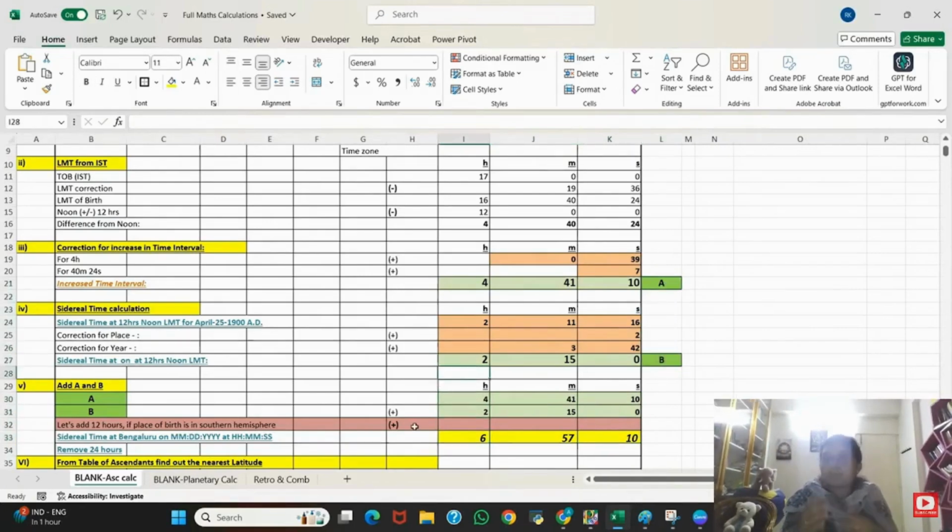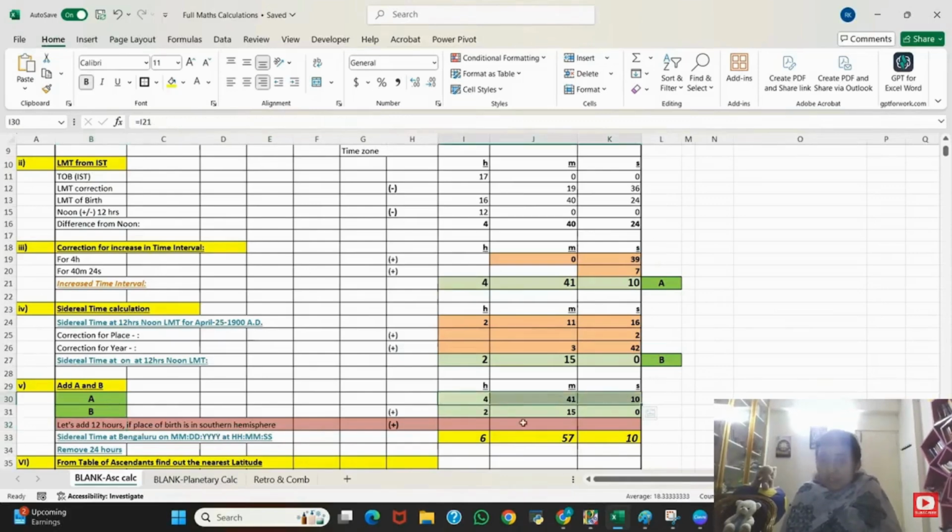Because Bengaluru, the place of birth, is in the northern hemisphere, I don't need to do any further calculation. Suppose it was Wellington, Australia, New Zealand, any such places, then I would have to add 12 hours if the place of birth was in the southern hemisphere. So if it was Brisbane, Melbourne in Australia, or even Wellington in New Zealand, then I would have to add the 12 hours. I don't need to do any of these things.